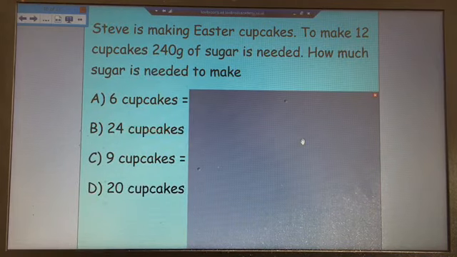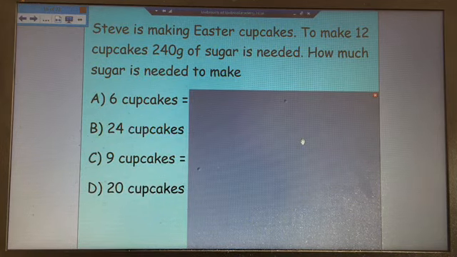Okay, Steve is making Easter cupcakes. To make 12 cupcakes, 240 grams of sugar is needed. How much sugar is needed to make 6 cupcakes, 24 cupcakes, 9 cupcakes, and 20 cupcakes? So press pause if you want to crack it on your own. If not, I'm going to go through it.